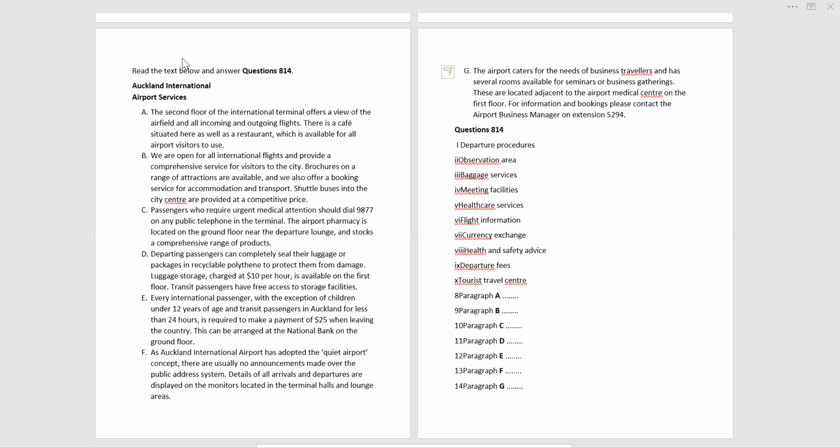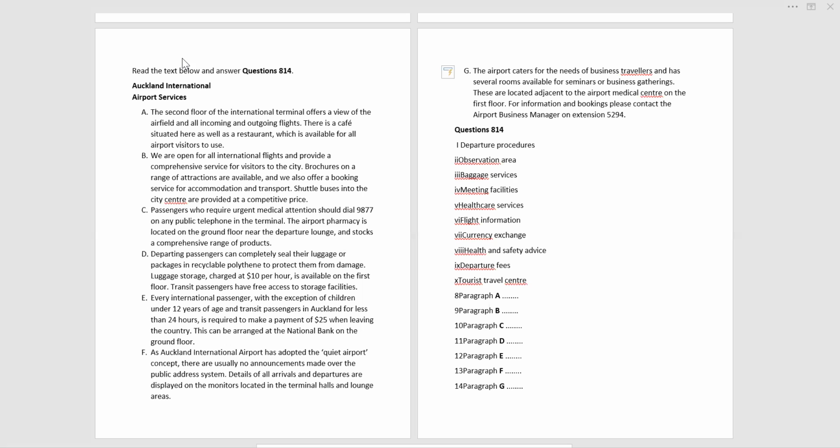Then passengers who require urgent medical attention should dial 9877 on a public telephone in a terminal. The airport pharmacy is located on the ground floor near the departure lounge and stocks a comprehensive range of products. So the paragraph C, number 10, is 5, healthcare services, because this is about health facilities, right?